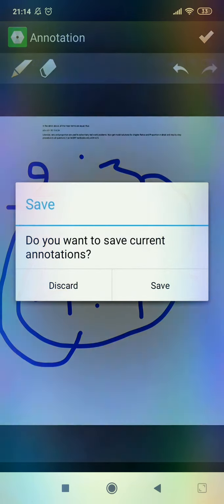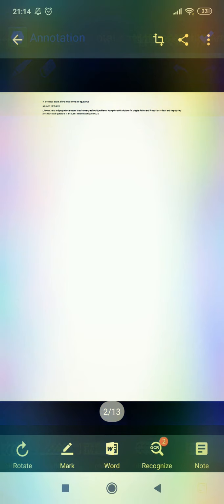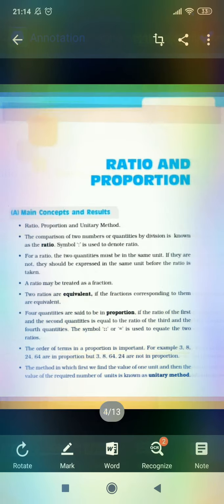And next, the ratio of two quantities can be found only when both quantities are of the same kind. A ratio is an abstract quantity, and a ratio does not have units.